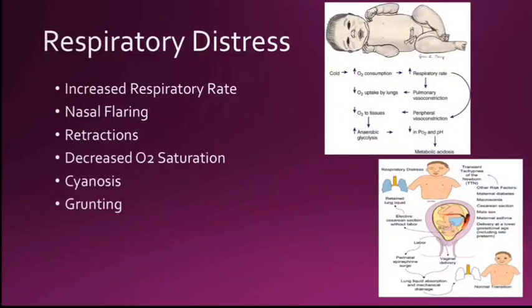Remember the acrocyanosis, the little blue hands and feet, is not problematic. So this is going to be cyanosis of the trunk, bluish discoloration around the mouth and nose. That's what we're talking about when we talk about cyanosis, not the acrocyanosis.